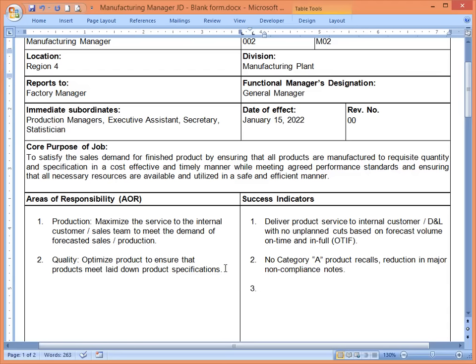We have to write the AOR first. The AOR, production quality. Training is one of the most neglected in other companies. Safety and training. So I will include training and safety here.